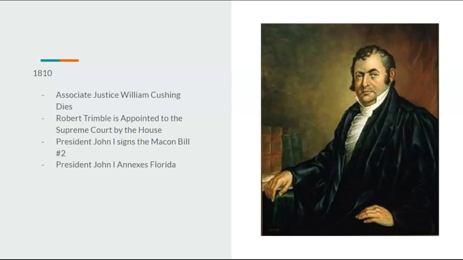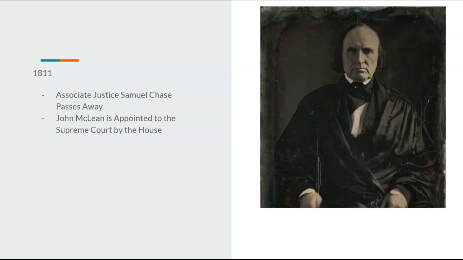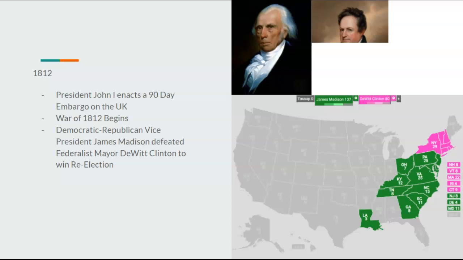In 1810, Associate Justice William Cushing dies, and Robert Trimble is appointed to the Supreme Court by the House. And President John I would sign the Macon Bill No. 2, and he would annex Florida in this year. In 1811, Associate Justice Samuel Chase would pass away, and John McLean would be appointed to replace him in the Supreme Court.